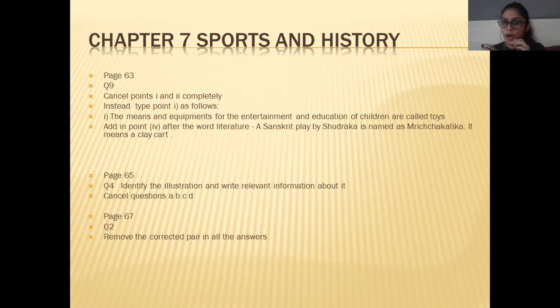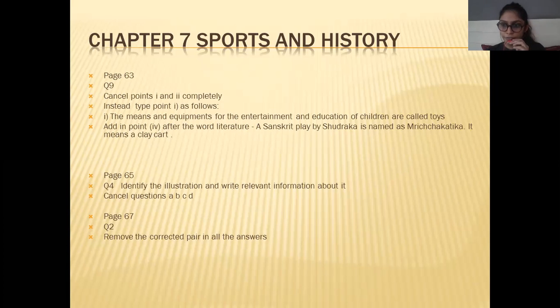Point number 4, after the word literature, add one more statement. That is, a Sanskrit play by Shudraka is named as Mrichchhakatika. It means the clay cart. Okay. तो लिटरेचर के बाद एक और पॉइंट ऐड होगा, दैट इज अ संस्कृत प्ले बाय शुद्रका इज नेम्ड एज मृच चक्तिका. इट मींस अ क्ले कार्ट.